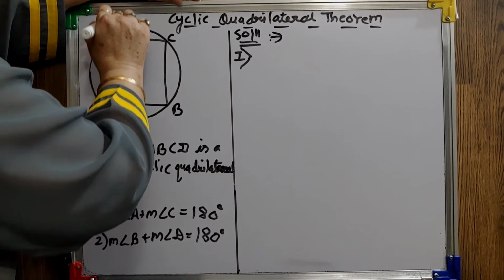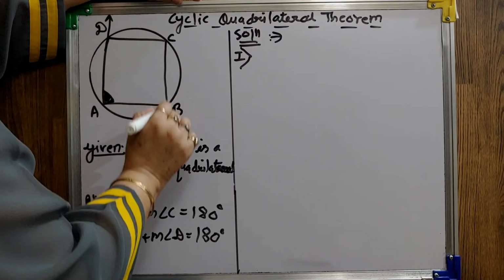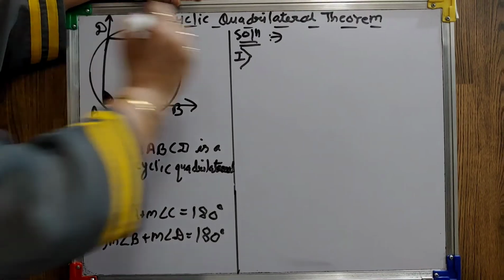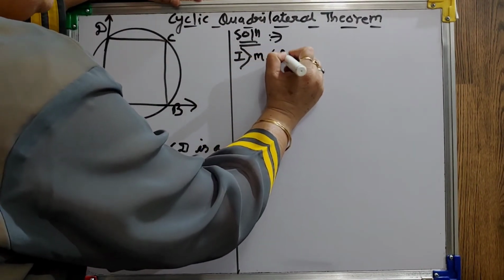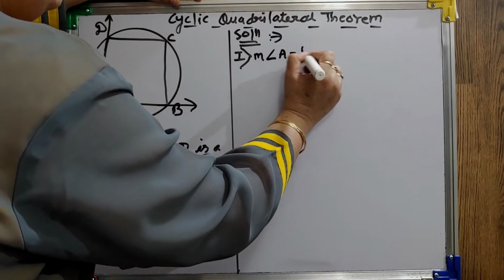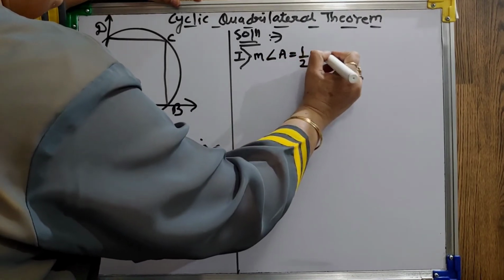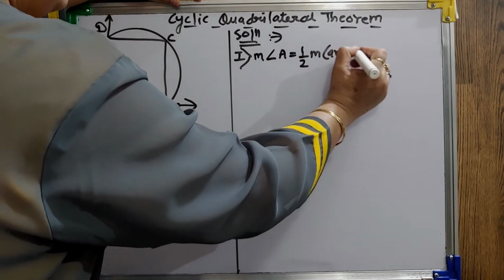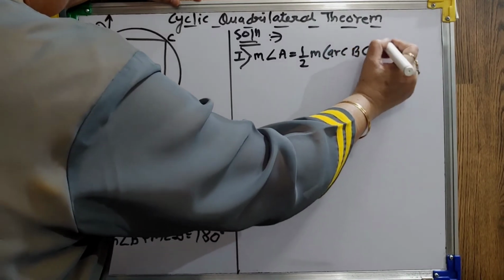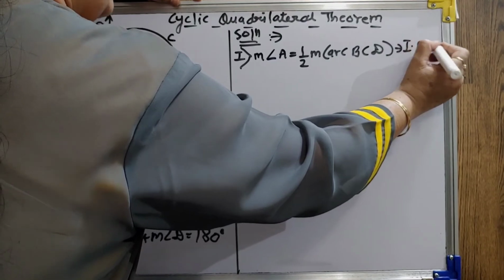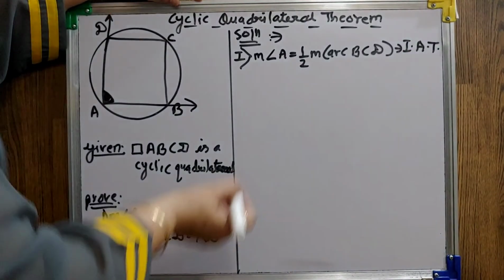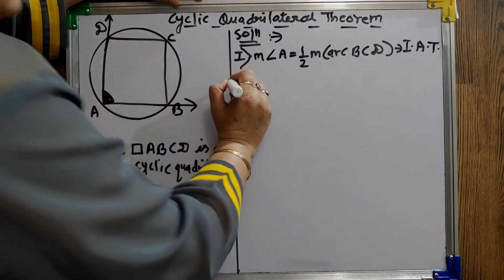When I extend this side, now BCD is an intercepted arc. So now only we have done this one. So my measure of angle A will be half the measure of arc BCD, which is, I am writing the short form, inscribed angle theorem. Before that only we have done this.